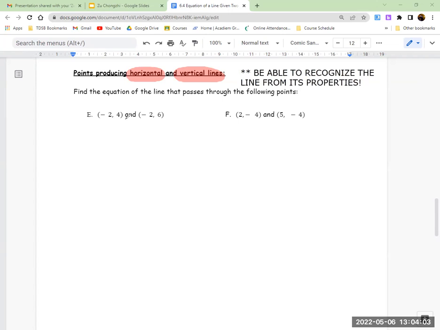Right? Obviously. First thing we do is calculate the slope. So let's do it. Y over x minus y over x. And when you do this, 6 minus 4 is a 2. Negative 2 plus 2 is a 0. Two divided by a 0.